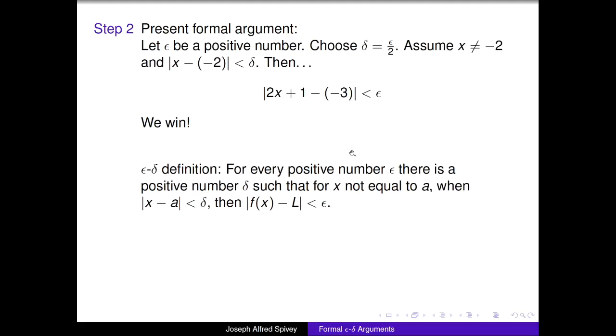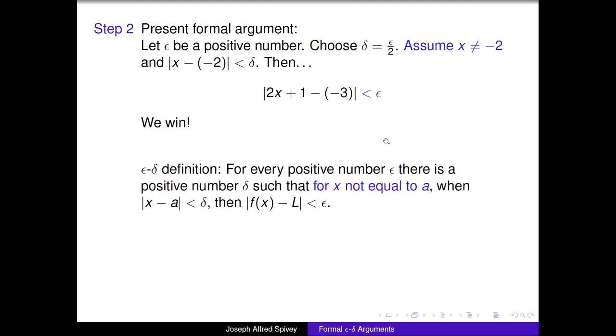So this explains exactly why the words were chosen and why the order was chosen here in step 2. So let's go through that bit by bit. The epsilon delta definition starts out for every positive number epsilon. The first step of our formal argument is let epsilon be a positive number, so they match up. The next part of the epsilon delta definition is there is a positive number delta. Notice that the next part of our formal argument is choose delta equal to epsilon over 2. I'm saying what delta exists in the formal argument.